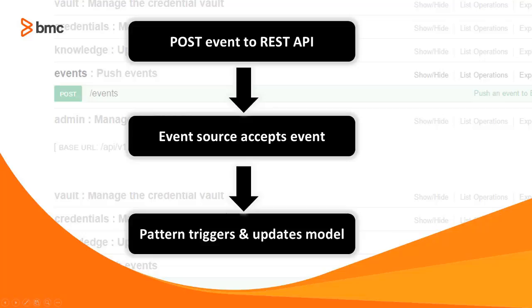So, stage one, you interact with the API, you push in some events based on your external knowledge of something that's changed in your environment. You push in an event into the system. Stage two, an event source accepts the event, and stage three, a pattern which you've previously written and uploaded triggers and updates BMC Discovery's model of the world, model of your environment.